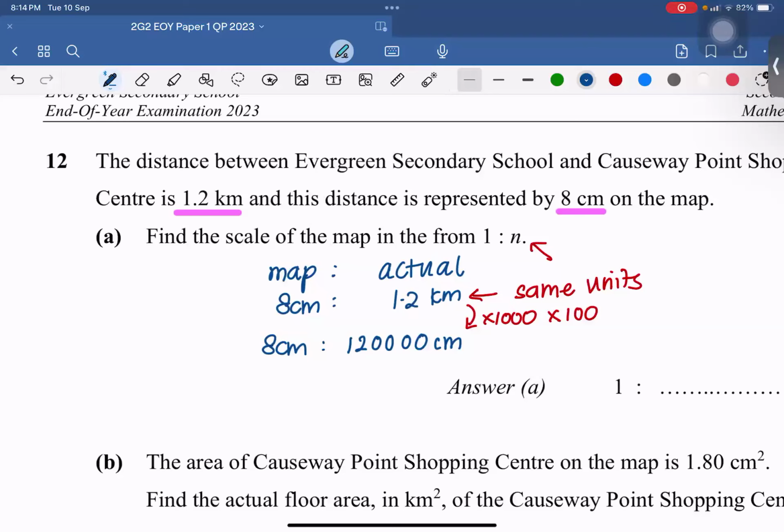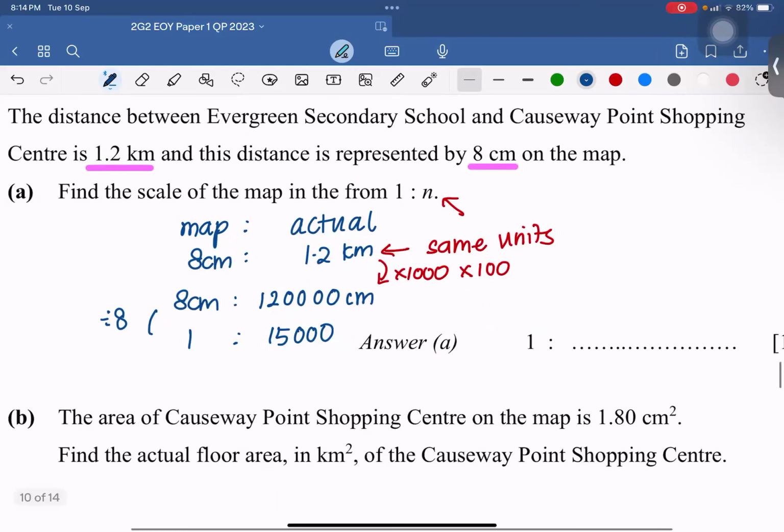So now I change my units to the same. I changed to 1 cm, so I need to divide by 8. I'm going to divide my number by 8. I get 1 is to 15000. I'm going to drop the units because the final ratio doesn't have cm. Okay, just the length over here.